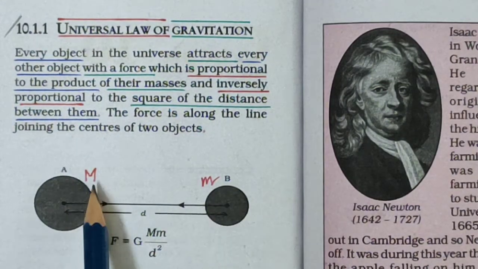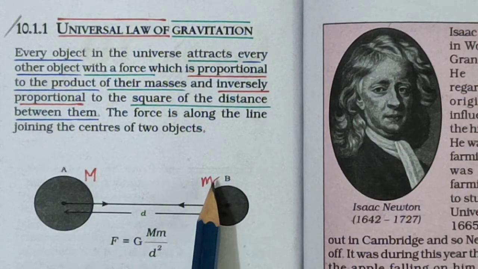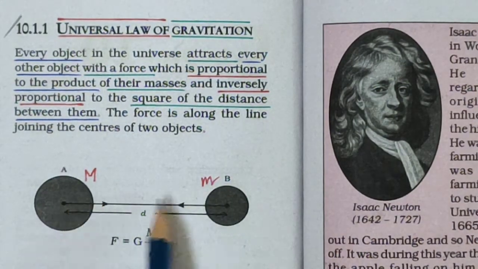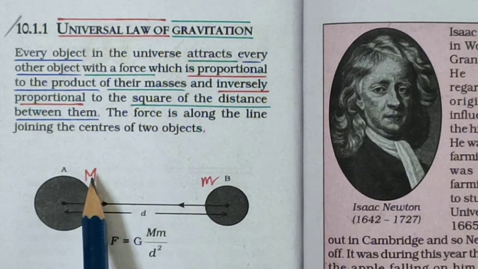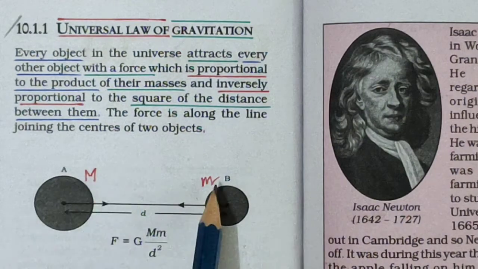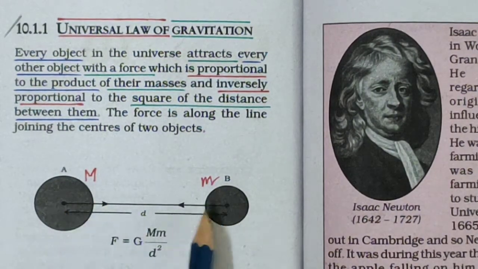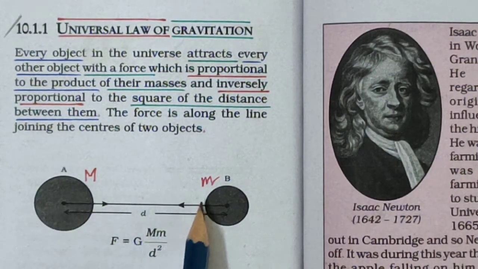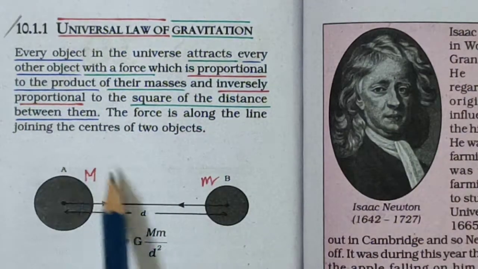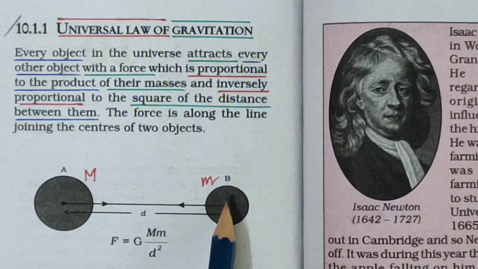Object A with mass m, object B with mass m. The force between them is directly proportional to the product of their masses, that is m into m, and inversely proportional to the square of the distance between them. So the force acts along the line of force. This is the line joining the two centers of the objects. The force acts on this line.